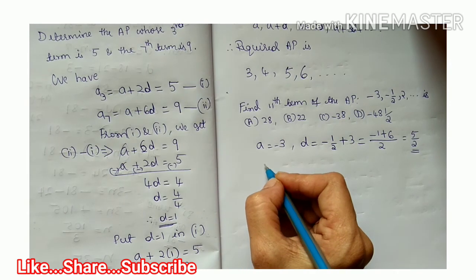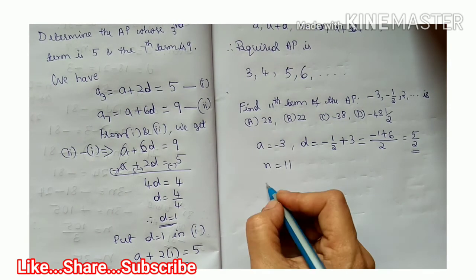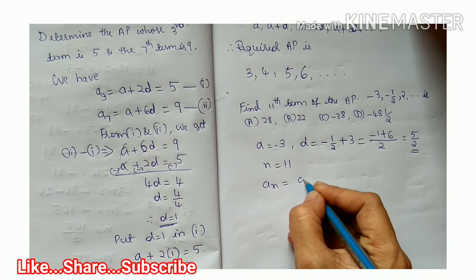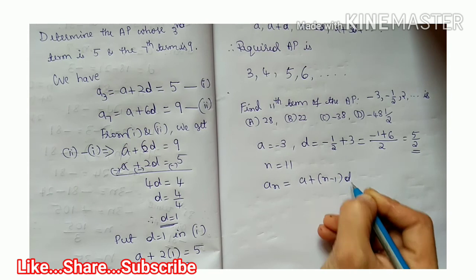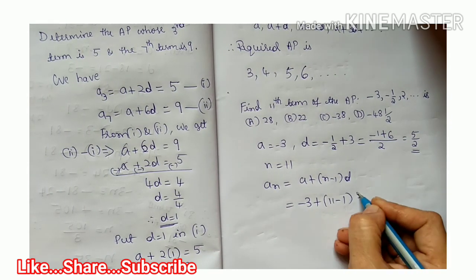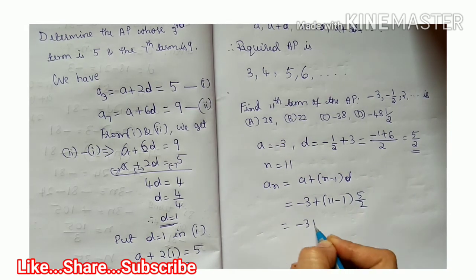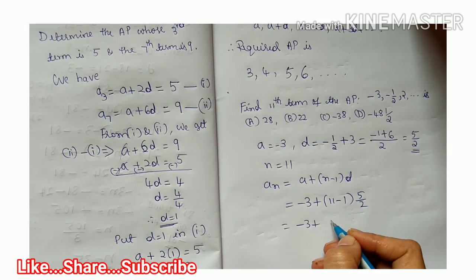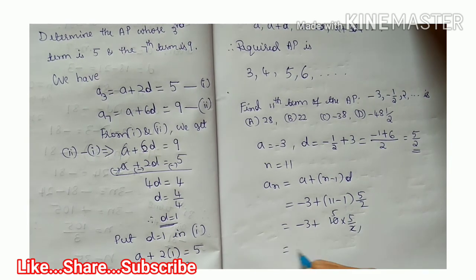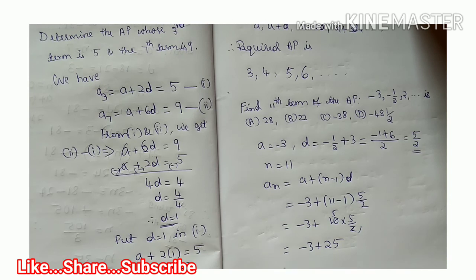We know here the 11th term, so n is equal to 11. To find the general term, the nth term of an AP is a plus n minus 1 into d. A means minus 3, n is 11 minus 1, d is 5 by 2. Minus 3 plus 10 into 5 by 2, 2 ones are 2, 5 fives are 25, minus 3 plus 25 is 22. Therefore 22 is the 11th term of the AP.